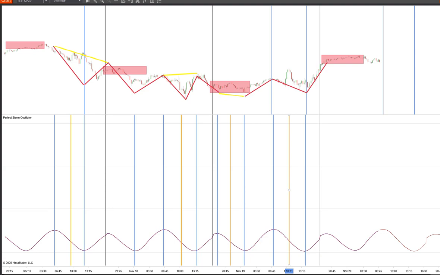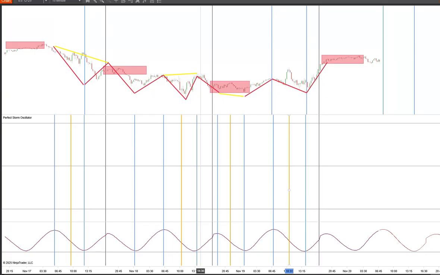This is the 15-minute chart of the ES, and what I'm showing here is the perfect storm oscillator. This is an intraday oscillator. I'm looking at this on the 15-minute chart here. This gives us an intraday cycle. It gives us pivot indication on the highs and lows of the oscillator, and it also gives us trend direction. And we get inversions in this cycle, but this is a great aid to use in trading.